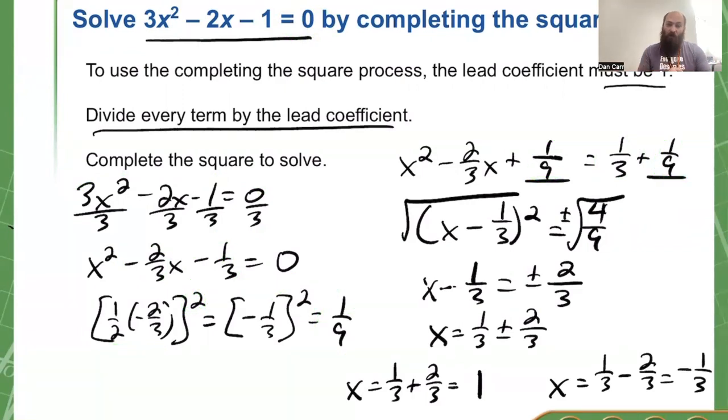And from there, we just do the normal process. We just have to deal with fractions. So not the prettiest thing, but very doable.